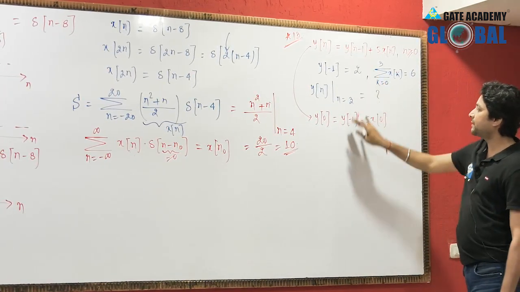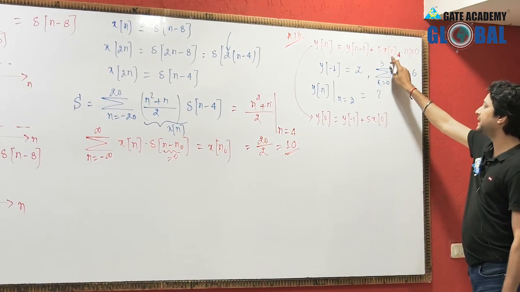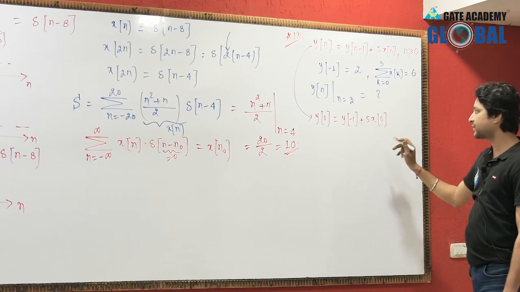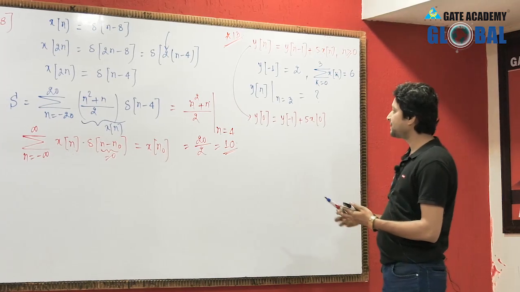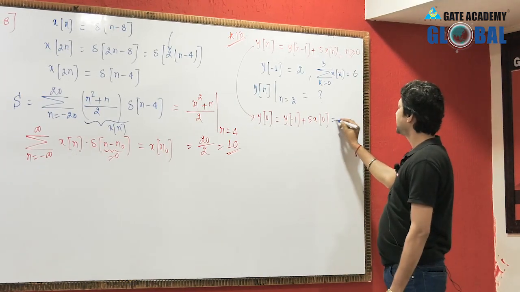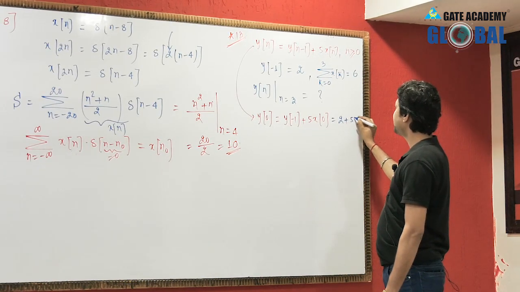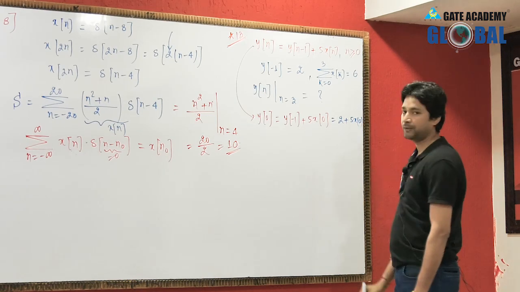We have written y of n minus 1 plus 5 times x of n, and we are writing the equation for n is equal to 0. Therefore, it is 5 x of 0. Now we have been given that this value is 2. Therefore, it is 2 plus 5 x of 0.